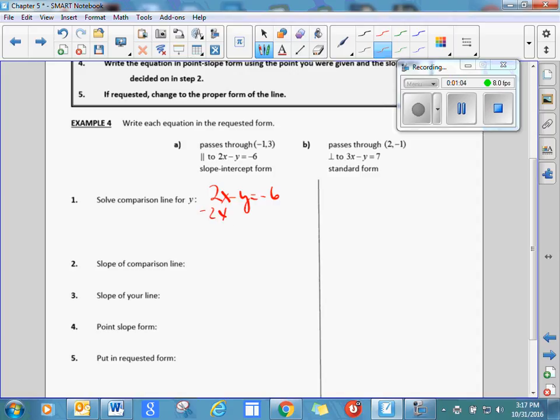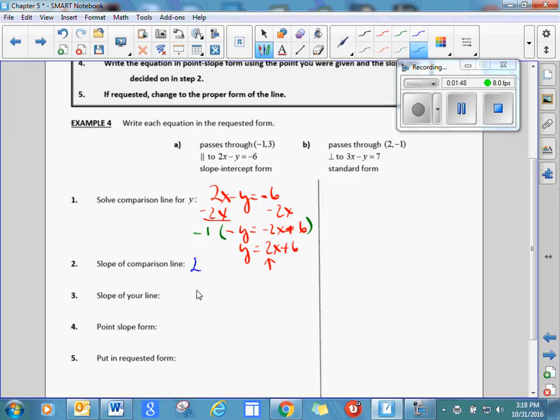So I'm going to subtract 2x from both sides, and I'm going to get minus y equals minus 2x plus 6. And of course I need this y to be positive, so I'm going to multiply this entire equation through by negative 1. And I'm going to end up with positive y equals positive 2x plus 6. Well, that should say minus 6 there. It's a minus. So now I have a plus 6. Okay, so now that I'm in slope-intercept form, the slope of the comparison line is 2. So this is the slope of the line that I'm given.